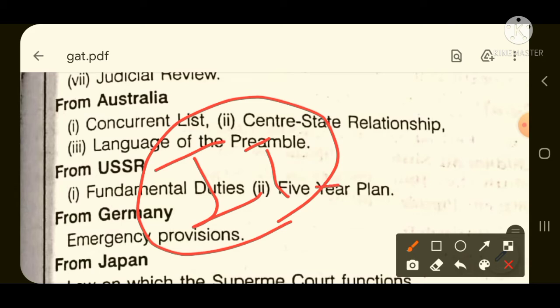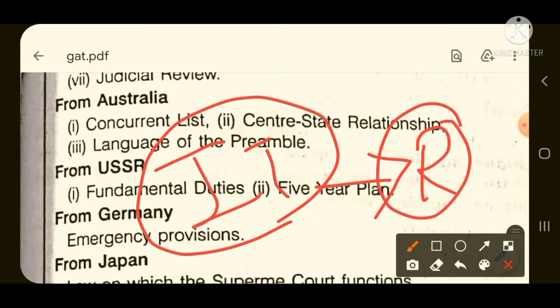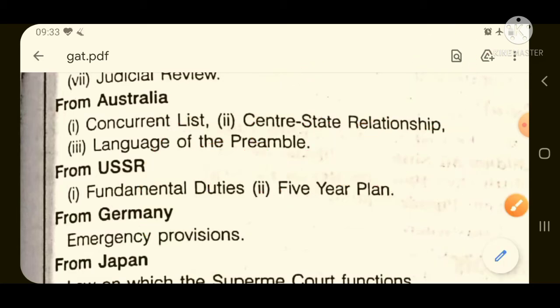So the new list, these are considered as residuary list, and the power to amend or take any decision in terms of residuary list is with the central government. So it will come under mostly the central list.